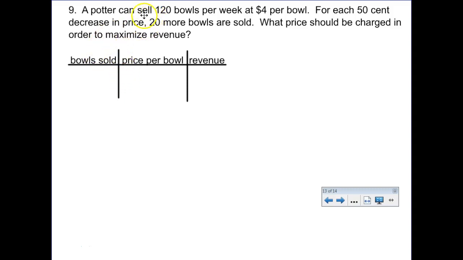So, for instance, the first set here, 120 bowls, sells for $4. So the revenue would be, is that 480? Yeah. But if we have a 50-cent decrease in price, so what's the price if we decrease one time? It'd be $3.50. You're going to sell 20 additional bowls. So now you're going to sell 140 bowls. So if I multiply those together, the revenue is $490.